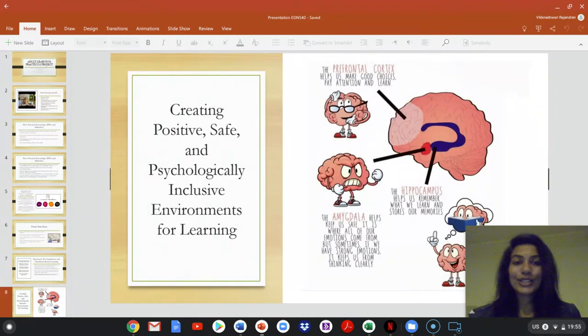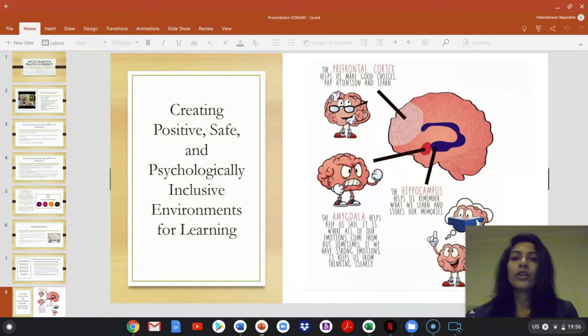Now, going on to creating positive, safe, and psychologically inclusive environments for learning. This is a big thing that I believe in strongly, and I feel like I have done throughout my practice. And to explain it, I've got a little diagram. In my opinion, these are the three very important parts of the brain that we use in midwifery every single day in our practice, subconsciously, but we don't really think about it.